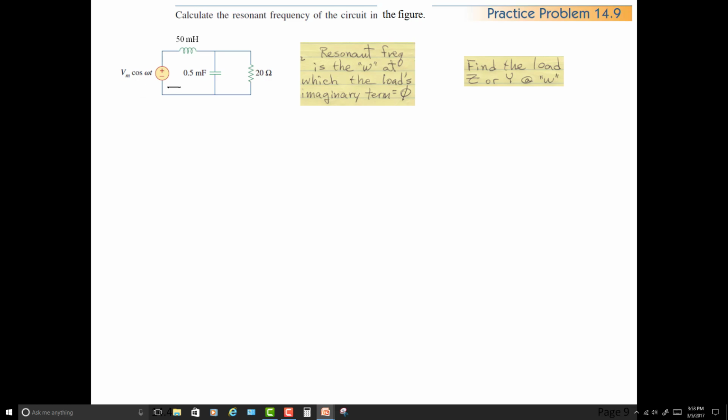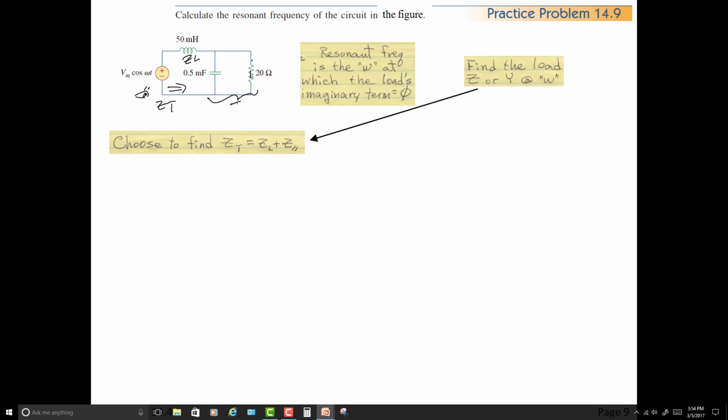Okay? So by that I'm looking at, we're going to be looking in here, right? This is going to be where our eye is watching. What do we see? Are we going to do Z or Y? All right? Choice is yours, what you're more comfortable with. I tend to be better with Z. So I choose Z, and I'm going to say my Z total, looking in this way. My Z total is going to be the series sum of the inductive ZL plus the parallel Z of this. Okay? And then it's straightforward from there.